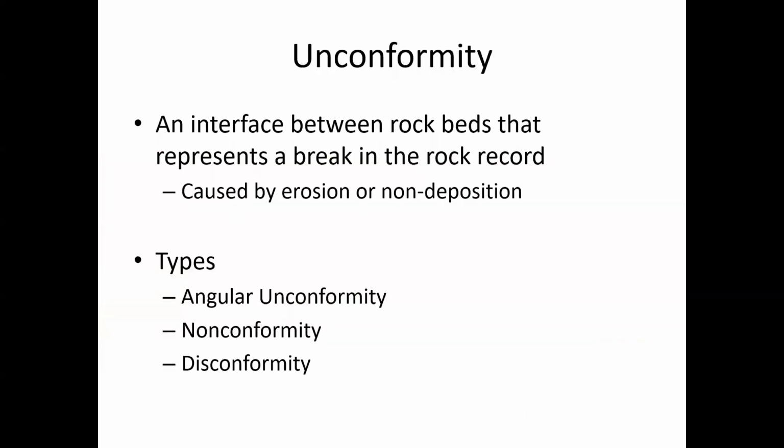Let's talk briefly about unconformities, which I mentioned before. Unconformities are interfaces, surfaces between rock beds that represent a break in the rock record. And these are caused by erosion or non-deposition for a long period of time. There are 3 types that we'll talk about: angular unconformities, nonconformities, and disconformities.